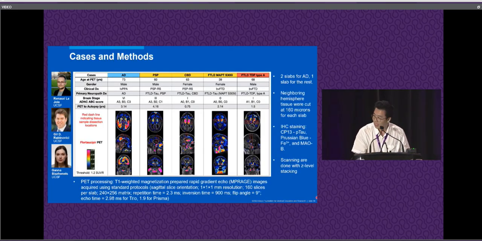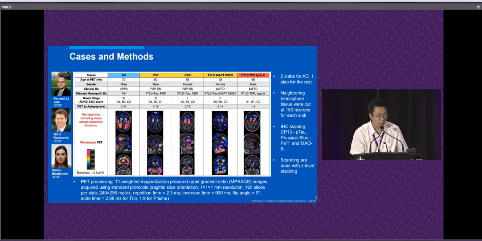So to conduct this study, we collected 5 cases. We have one AD, one PSP, CBD, and an FTLD MAPT case with S305I mutation, these representing the non-AD tauopathies. And lastly, we have a TDP type A case representing the no-tauopathy neurodegenerative disease. So we selected the representative region of interest in these cases based on the positive photosapir signal, thresholded at 1.2 SUVR by our clinical team without previous knowledge of the pathology.